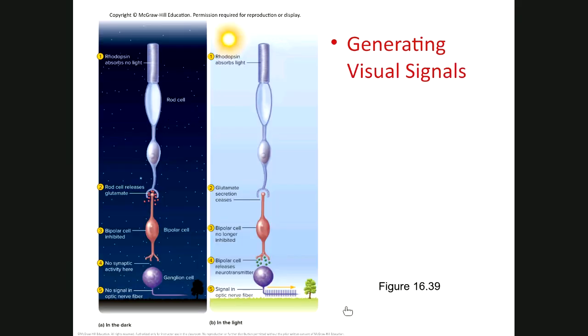Here's the full mechanism of this. Let's say you have this rod cell, and you are not exposed to light. When you are not exposed to the light, the rod cell will secrete glutamate. Now, glutamate is usually an excitatory neurotransmitter, but you need to realize that no matter what the neurotransmitter is, the reaction of the receptor is what's important.